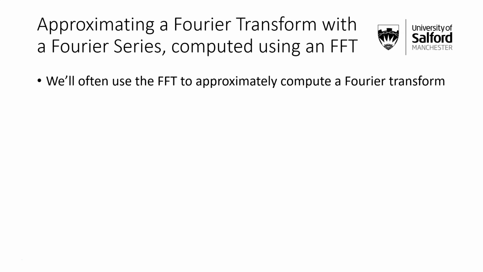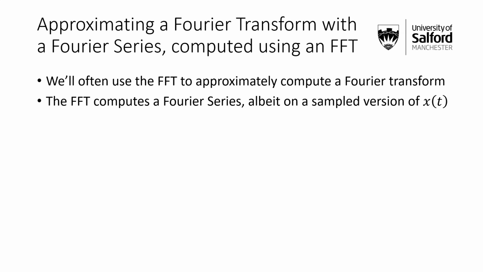So as we've said, we'll often use the FFT to approximately compute a Fourier transform. The Fourier transform is what we usually want in real life. It's the thing that actually tells us what frequencies are in a real world signal, because it's not locked to a certain periodicity and set of harmonic frequencies in the way that Fourier series and the FFT are. But the FFT actually computes a Fourier series, albeit on a sampled version of x(t).